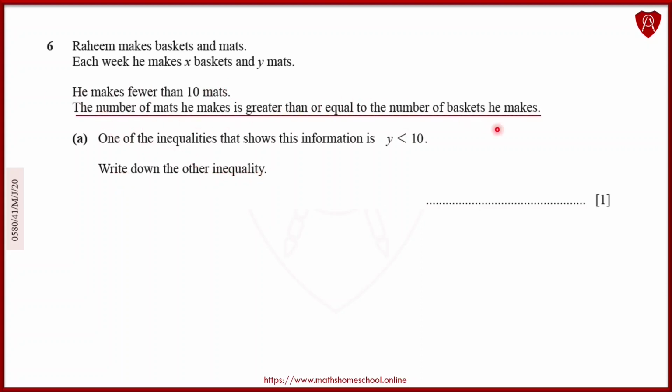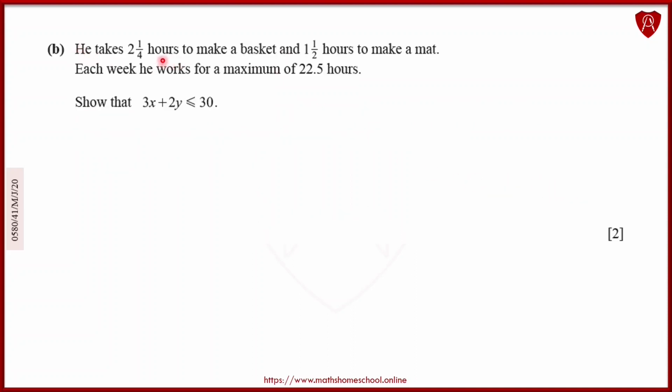Considering this statement, the number of mats he makes is greater or equal to the number of baskets he makes. Mats is Y, so Y is greater than or equal to X. It takes 2¼ hours to make a basket and 1½ hours to make a mat. Each week, he works for a maximum of 22.5 hours. Show that 3x plus 2y is less than or equal to 30.